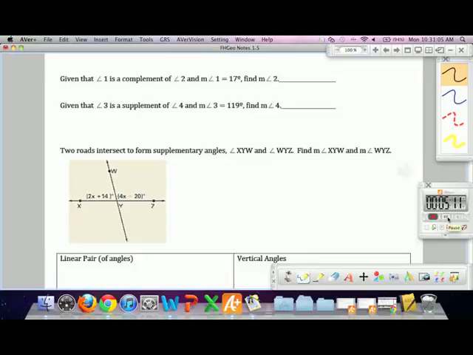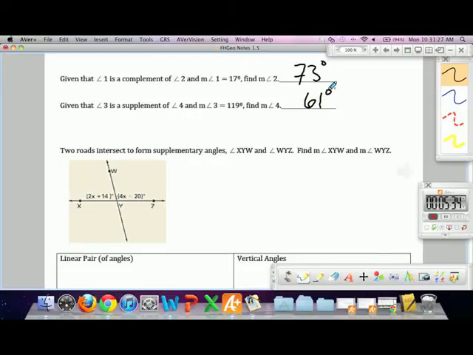Okay. What if angle 3 and 4 are supplementary, and 3 is 119. Greg, what does 4 have to be? 61. Then angle 4 better be 61, or that number that adds with 119 to get 180. Okay? Complementary and supplementary.